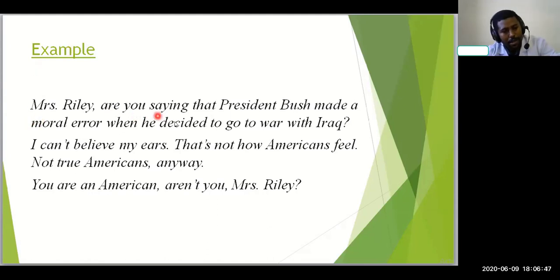Let us look at this example for a better understanding of appeal to people. "Mr. Reilly, are you saying that President Bush made a moral error when he decided to go to war with Iraq? I cannot believe my ears, you see? That is not how Americans feel. Not true Americans, anyone. Are you an American? Aren't you, Mr. Reilly?" What is the arguer trying to do with this?